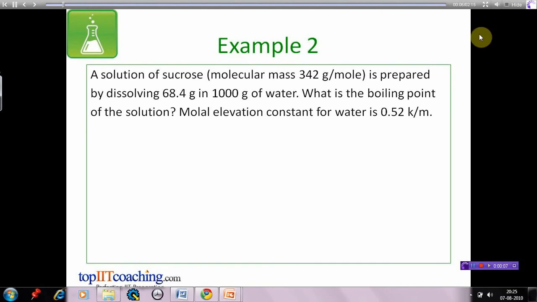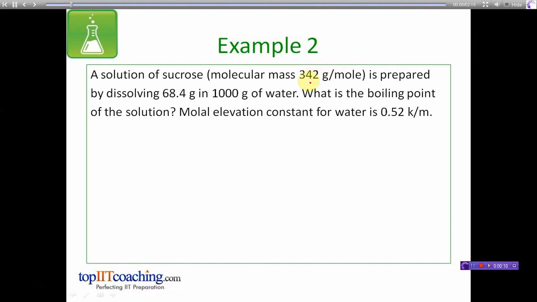Let's take an example based on the elevation of boiling point. A solution of sucrose, whose molecular mass is given to us, is prepared by dissolving 68.4 gram in 1000 grams of water. We have to find the boiling point of the solution. The molar elevation constant for water, that is Kb, its value is given to us. So we know that delta Tb is equal to Kb into m. Delta Tb is the elevation in the boiling point, Kb is the molar elevation constant, and m is the molality of the solution. So first let's find out m, that is molality.